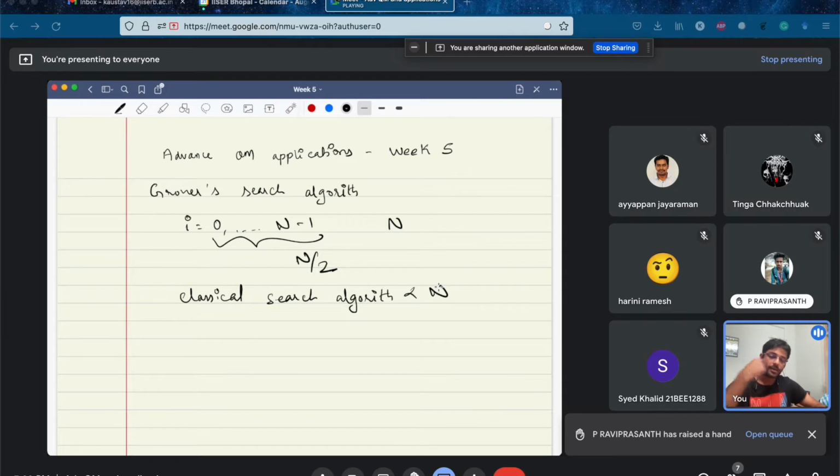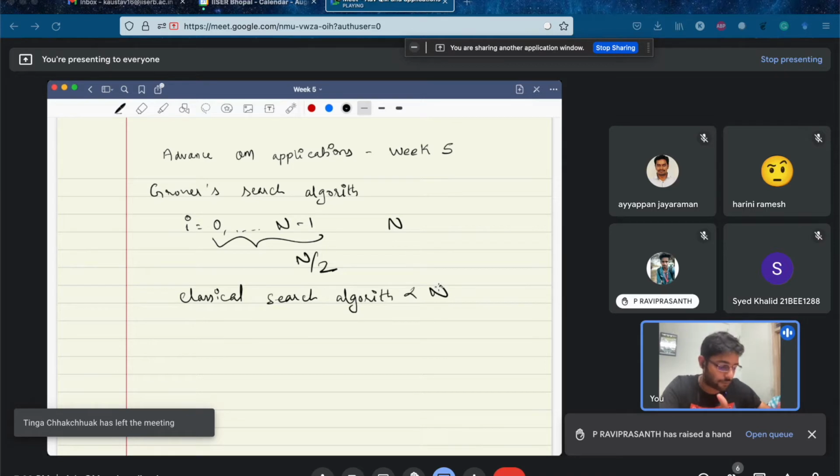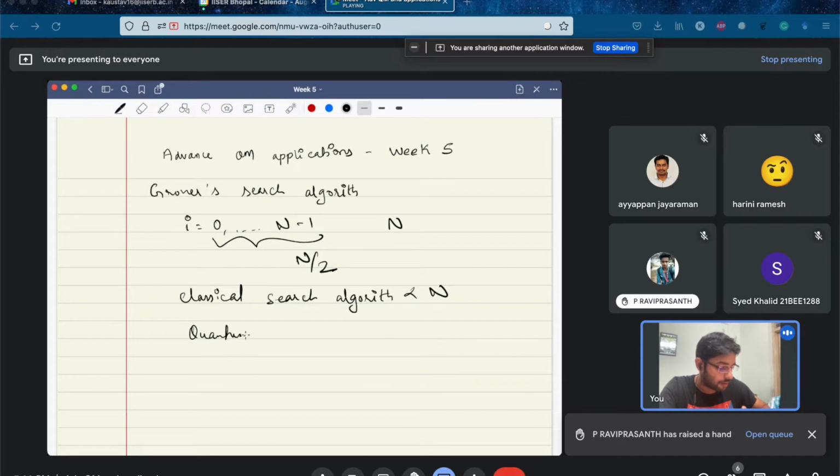Okay. Whereas the main finding of Lov Grover was that in the quantum search algorithm, it goes by root n, which we will shortly see how that happens. So this scaling of root n drastically reduces the time for the searching. So what essentially they have used is the quantum superposition principle, which is not available in the classical. And let us have a look how it is actually done.